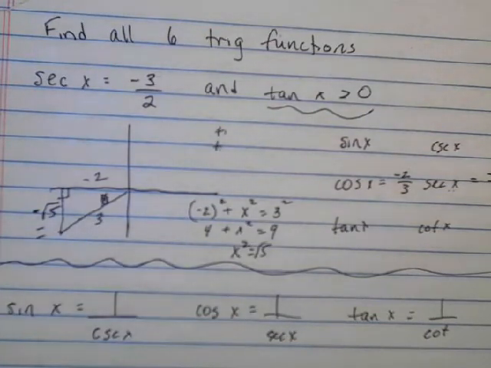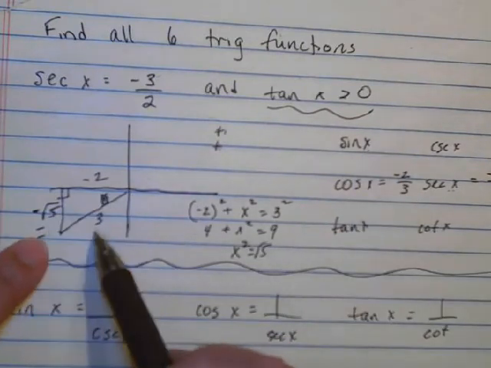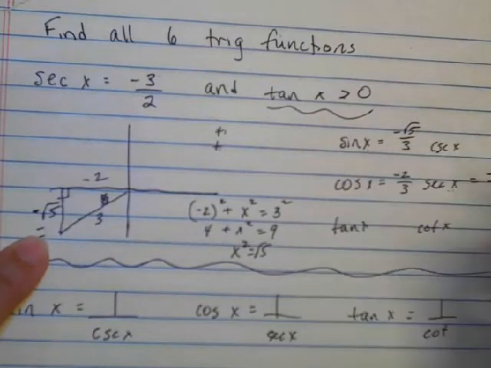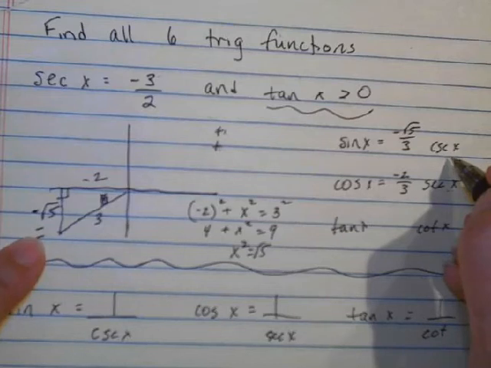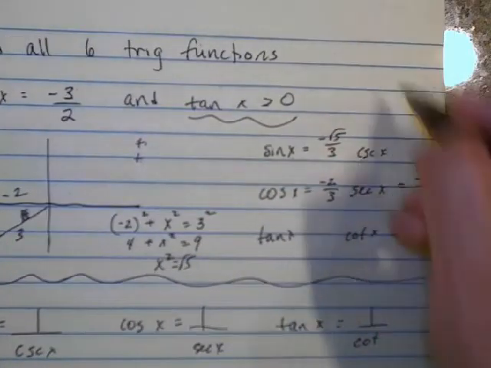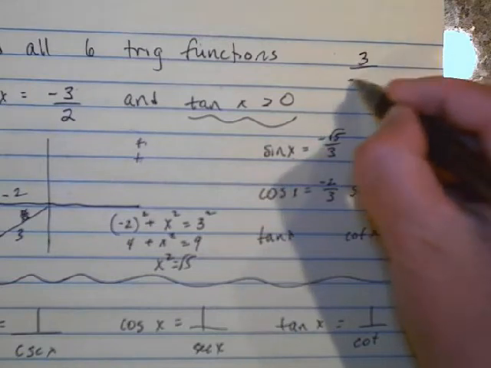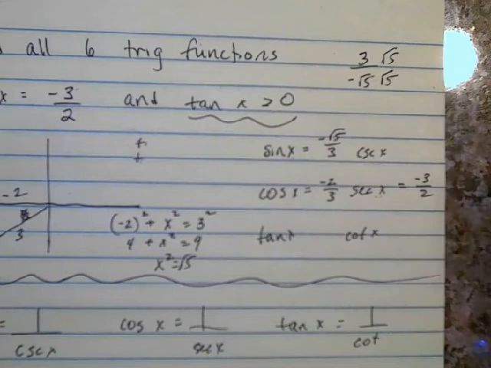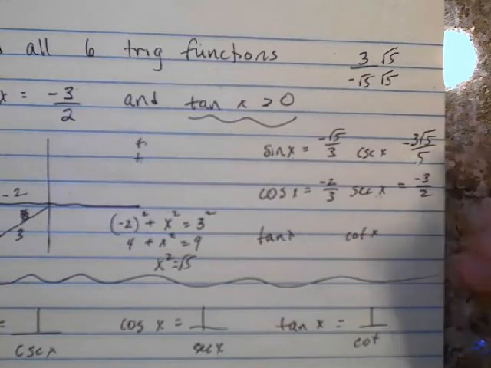So go ahead and fill out sine then. Sine is the opposite over the hypotenuse. So negative square root 5 over 3. So that means this cosecant would be the reciprocal. I'm going to write it up here because I'm going to have to work with it. 3 over negative square root 5. So I have to multiply the top and the bottom by the square root 5 over the square root 5. So I would get negative 3 square root 5 over 5.